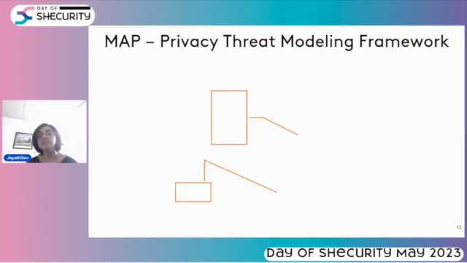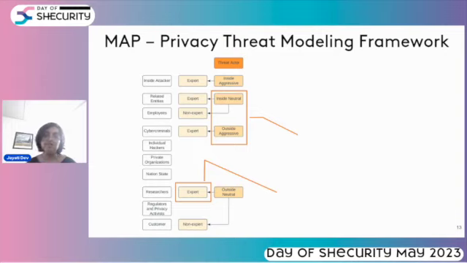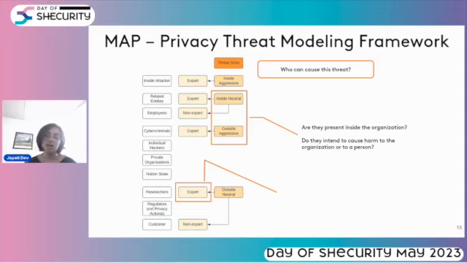The second component are actors who can cause a threat. As you can see, we have categorized actors based on whether they are present inside or outside an organization, thus changing what they can access. For example, an employee would have a lot more access into an application than a nation state actor would. The other categorization is based on whether they intend to cause harm to an organization or to a person. These result in 4 subcategories, which are further divided by expertise. Therefore, an outside neutral expert actor would be a researcher, for example.